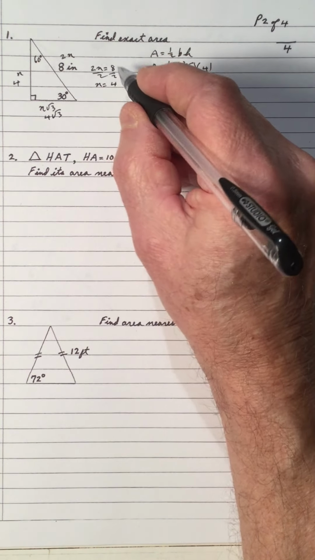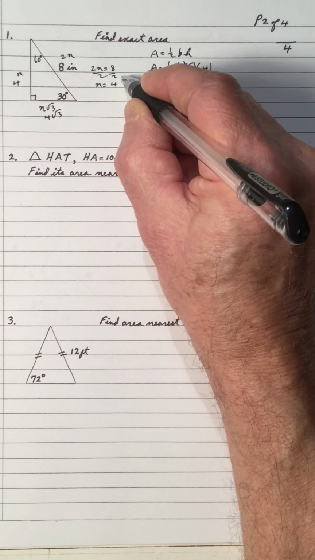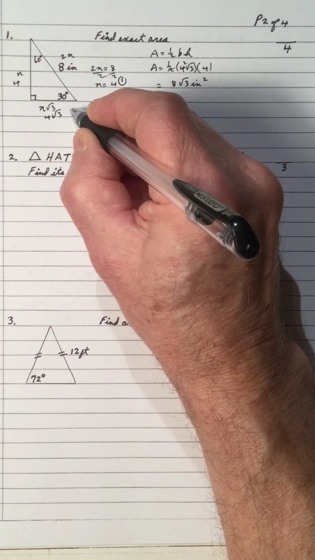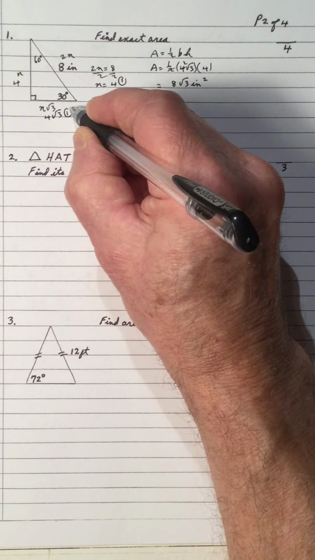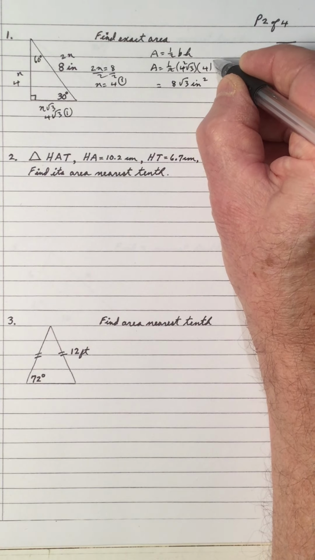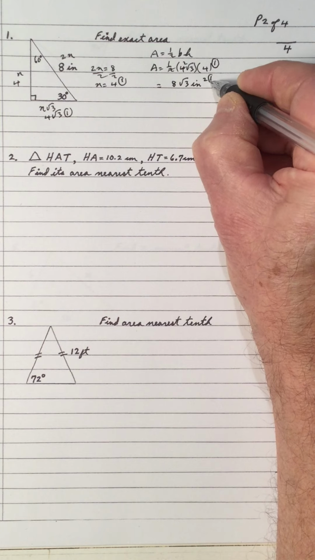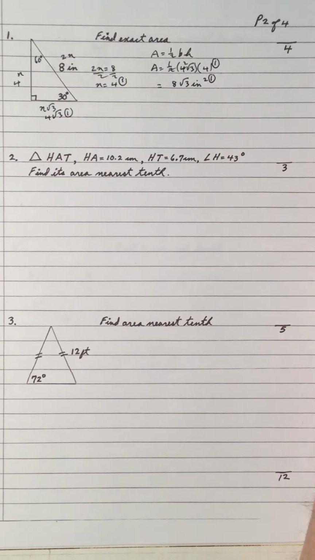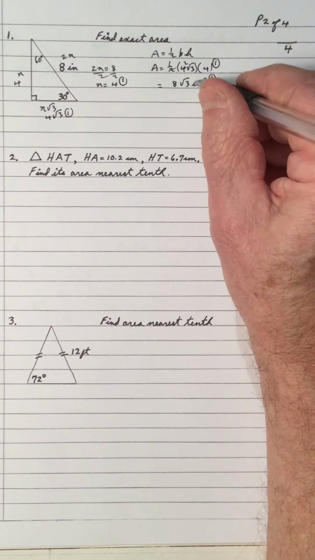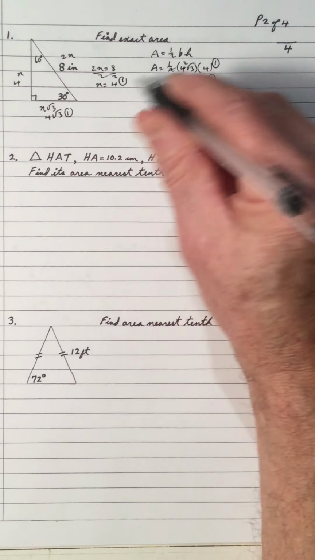So how I'm going to distribute the marks is I'm going to give 1 mark for 4, 1 mark for 4 root 3, and 1 mark for the triangle and subbing this in, and 1 mark for getting the 8 root 3. So if you did get 8 root 3, judge yourself and give your part marks.